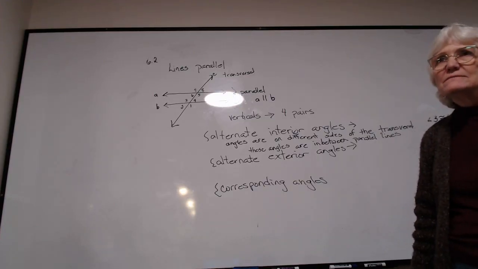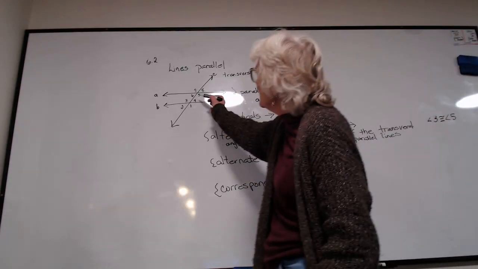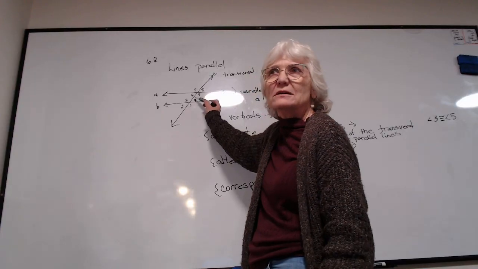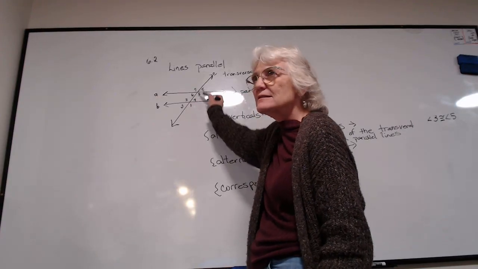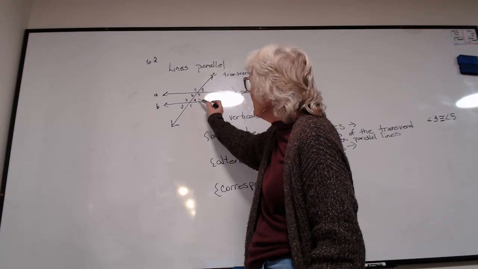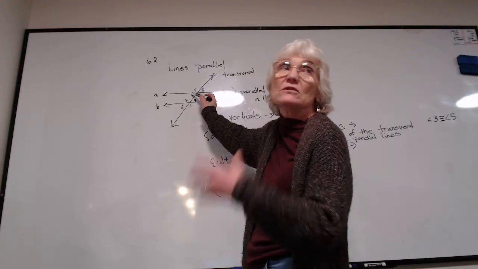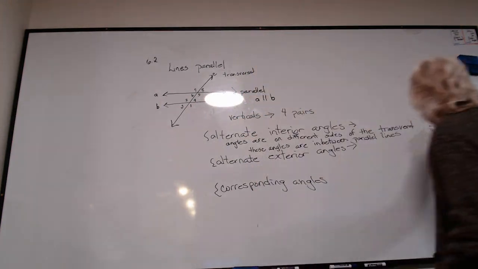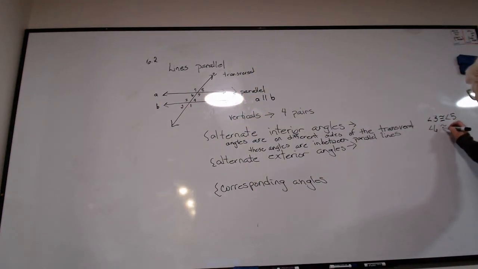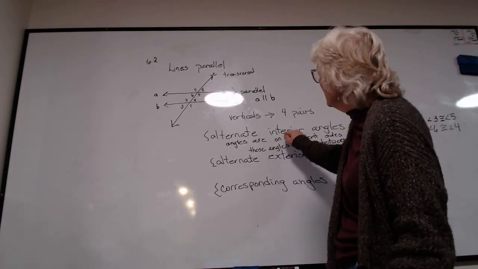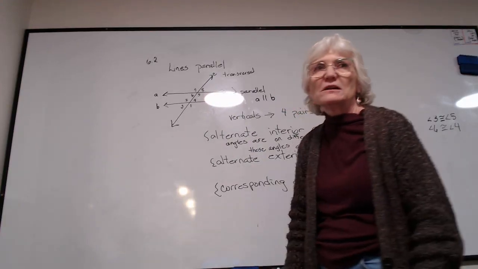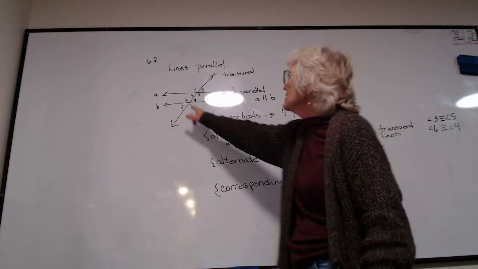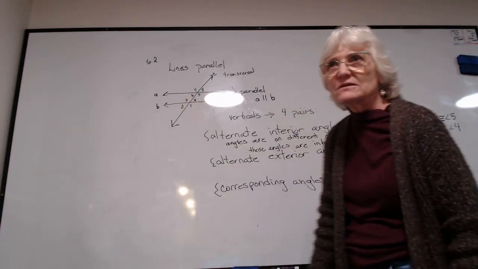They are equal, okay? That would also mean that 6 and 4, they're inside, and they're on opposite sides of the transversal, alternate. You're alternating sides. So 6 and 4 are also congruent. So that's what we know about alternate interior. But how to find them? Interior means they're inside the parallel lines. Alternate means they're on different sides of the transversal.